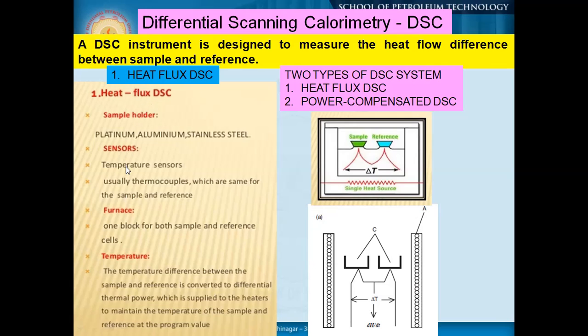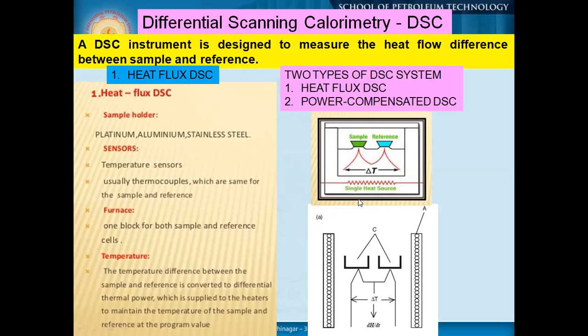In heat flux DSC, you have temperature sensors, usually thermocouples, which are the same for sample and reference. One block holds both sample and reference, and you have a separate furnace. The temperature difference between the sample and the reference is converted to differential thermal power. That is what we are trying to measure. So this is the sample part. The temperature difference between the sample and reference is converted to differential thermal power, which is supplied to the heaters to maintain the temperature of the sample and reference at the program value. You have a specific program value.